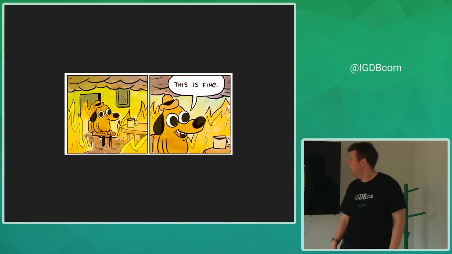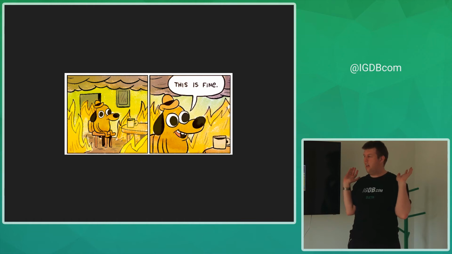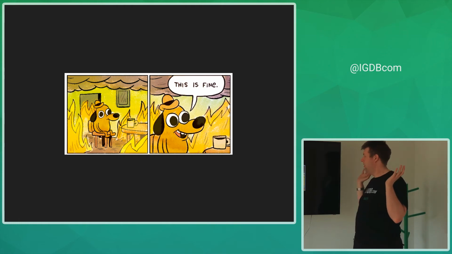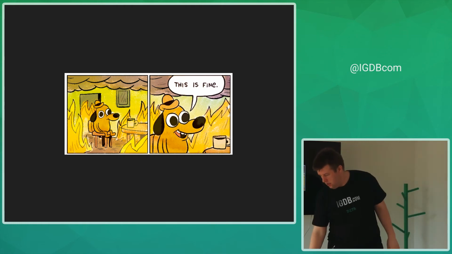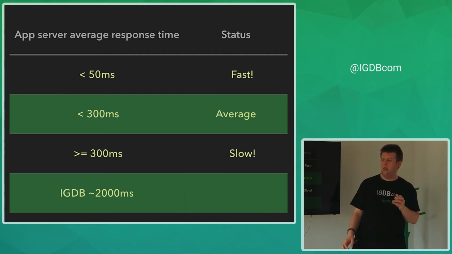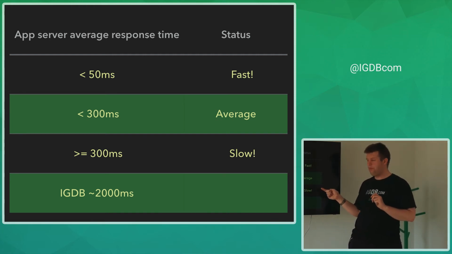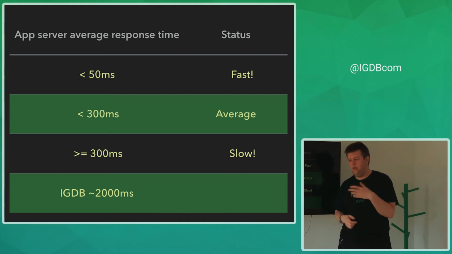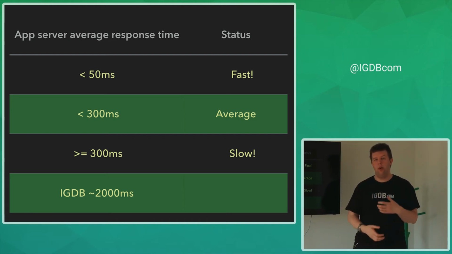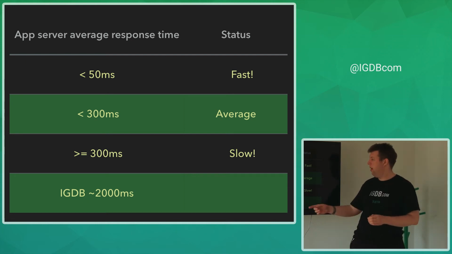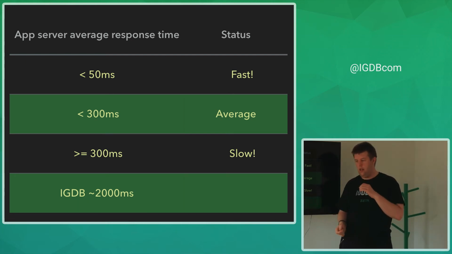Basically free money. So I could have been like this. Oh my god, this is super fine. And the house is burning. But then you look at this. This is how Google classifies how fast the web page is. And we were here in 2000 milliseconds.